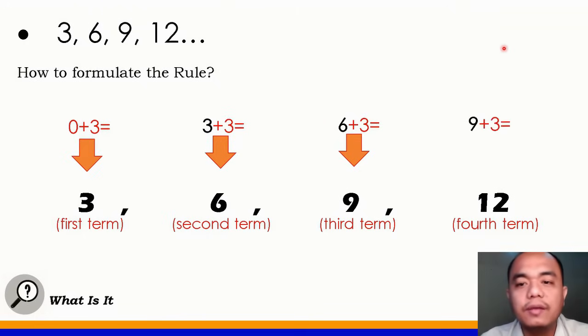And 12 here could be obtained by adding 3 on 9, the preceding term of 12, which is 9. So 9 plus 3 equals 12. And how do you get the next term? Obviously, if this is the rule, if this is the pattern, then we will find the next term if we add 3 to 12.